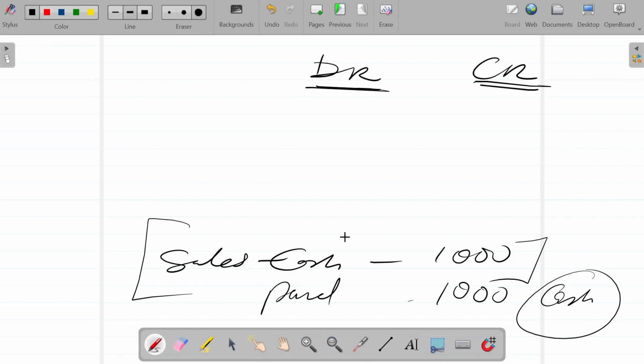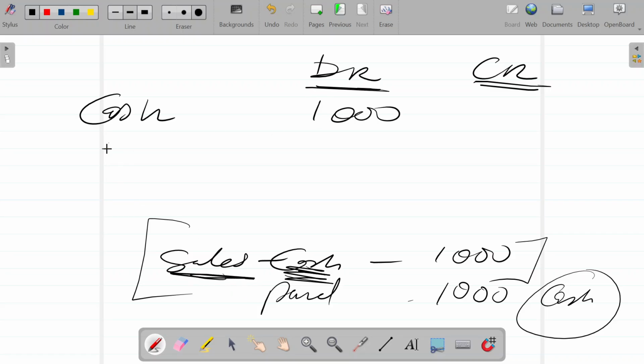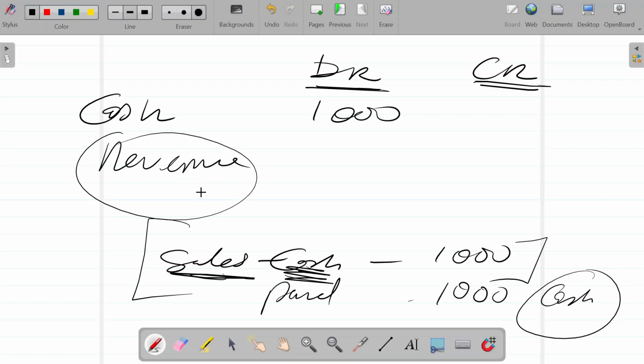Yeah. So since our asset, our cash, is increasing, we will debit the cash by 1,000. Then sales is revenue, and revenue increases our equity. And we said when equity is increasing, we credit it. So we credit our revenue or our sales. All right, so that's how the double entry looks like.